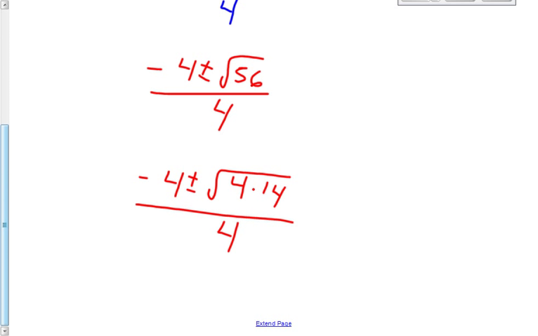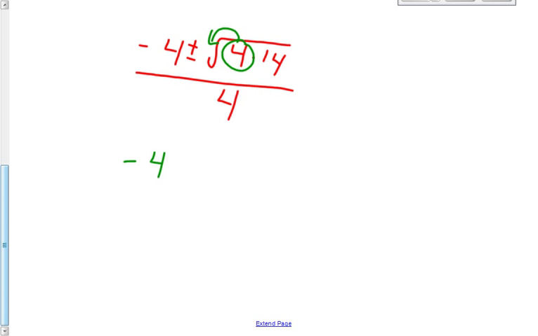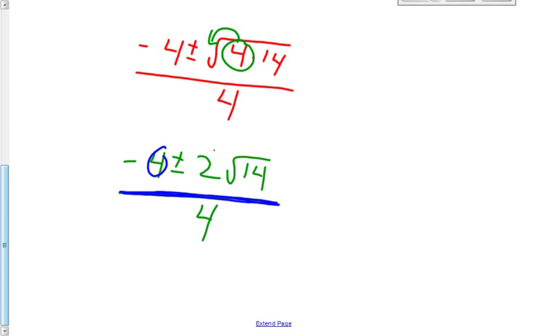So what can I take out of this? I can take out the square root of 4. It's a 2. So now I have a negative 4 plus and minus 2 square root 14 all over 4. Now if you were to circle your answer right here, I would give you credit, but I wouldn't give you full credit because you have not reduced. You must reduce as far as you can. Because this is all over 4, you have to make sure that all 3 coefficients can be reduced if you are able to. And as you can see, they're all even numbers, so they could all be reduced by a factor of 2.